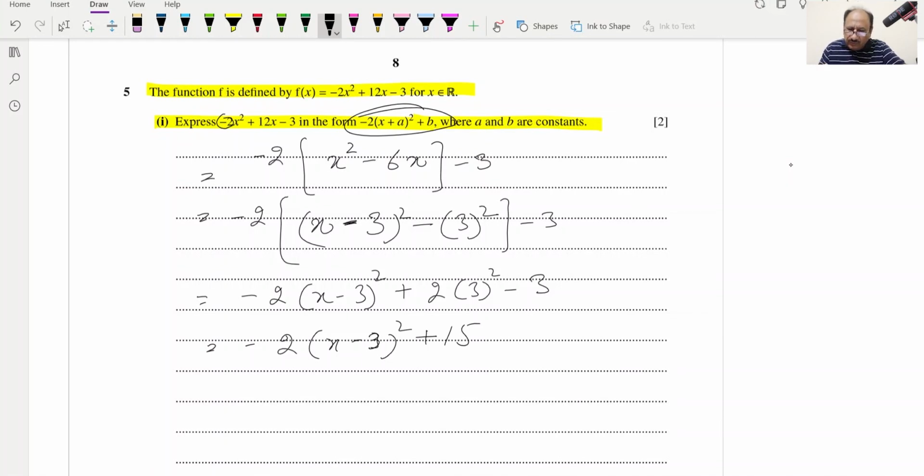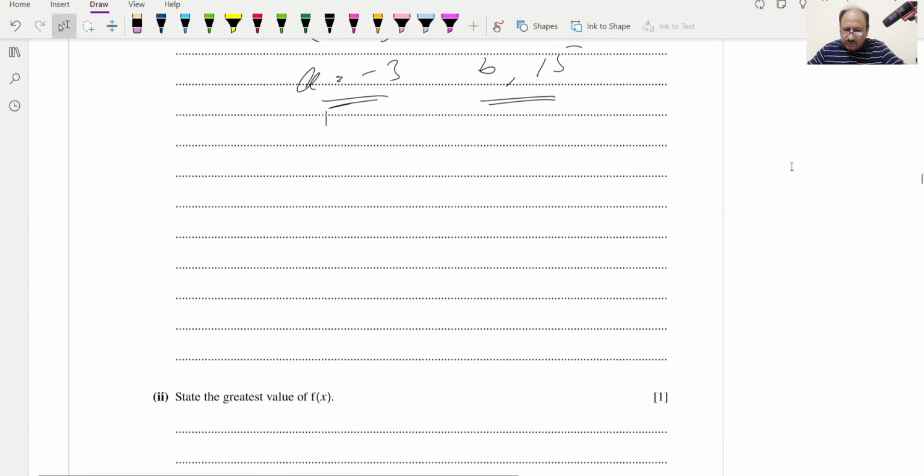in this format. If we compare this with this step, a will be equal to minus 3 and b will be equal to 15. These will be the required values which we have done.